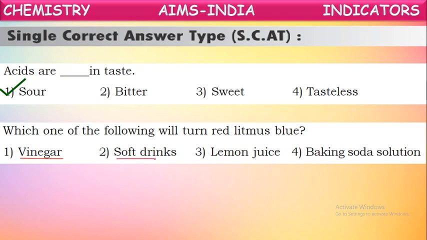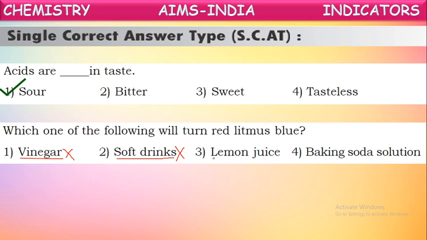What about soft drinks? Soft drinks also contain acidic components because they are prepared by adding some citric acid and some carbonic acid. So anyhow, these soft drinks contain some acids in them. So these also can change blue litmus red. So these two will not come.